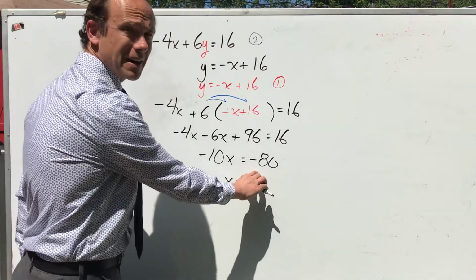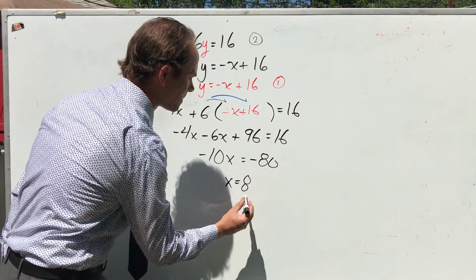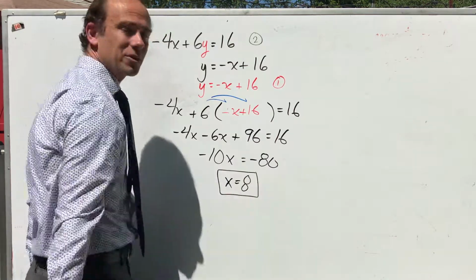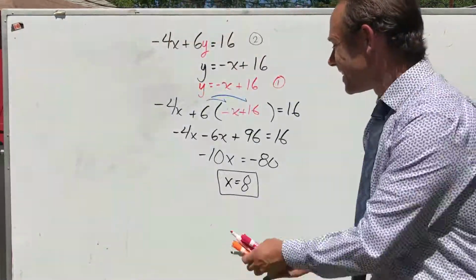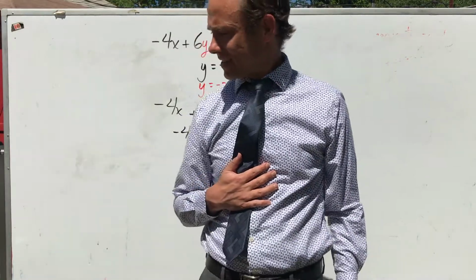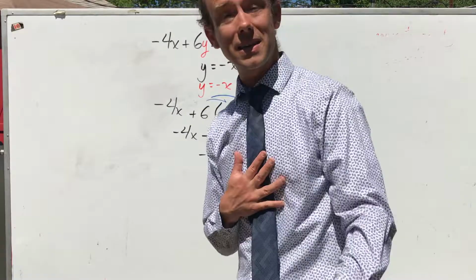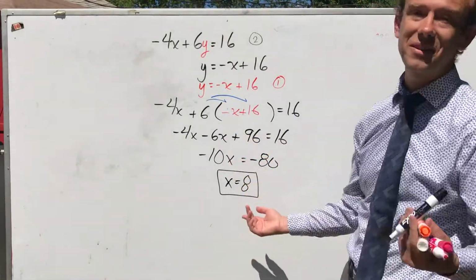Negative 8 divided by negative 10 is 8. And that is our value of x. All right. Are we done? Am I done? No, I am not done, because that's only one of the unknowns.